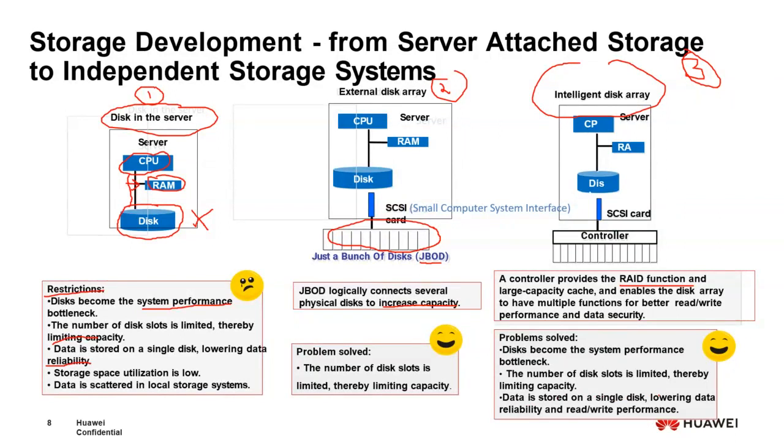Then data is stored on a single disk, lowering data reliability. So also, if we store the data on a single disk, it will affect the reliability, okay? So these are some of the problems that are still applicable in the third one. Any question?